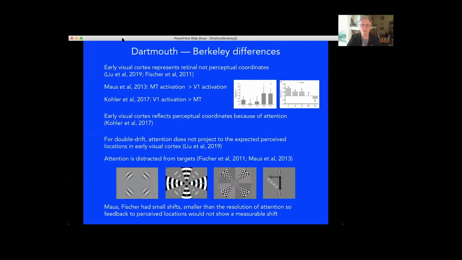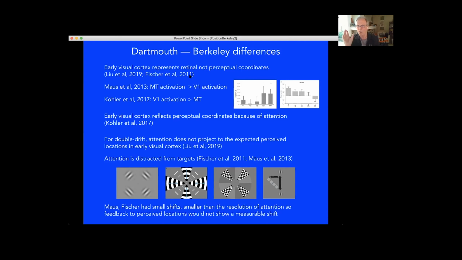And we're back to this slide, Dartmouth, Berkeley differences. This is just a thought I had, because I noticed, it's not too hard to notice, that a lot of the results, some correspond and some don't. So first of all, here's the first point. I'm not going to animate these. The first point is up here. Early visual cortex represents retinal, not perceptual coordinates. That's what Saray and everyone at Dartmouth said this year. That's also what Jason Fisher and David said in 2011.